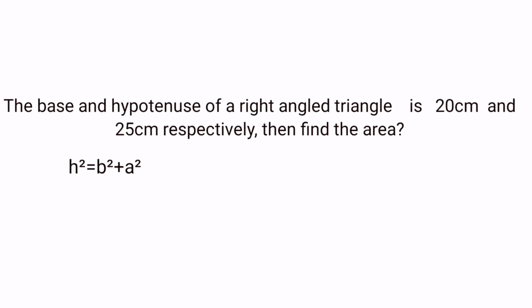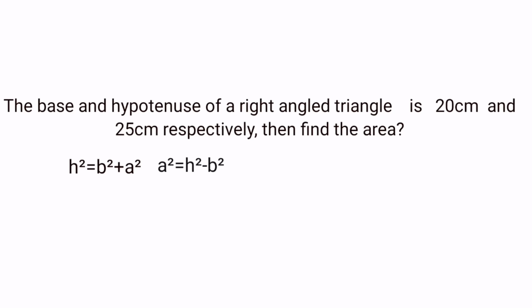Find altitude square, that is equal to hypotenuse square minus base square. Here hypotenuse is 25. So 25 square will be 625 minus, here base is given as 20. So 20 square will be 400. So 625 minus 400 will be equal to 225. So from this, what is the value of altitude? Altitude square is equal to 225. So from this, altitude is equal to square root of 225, that is equal to 15 centimeter.